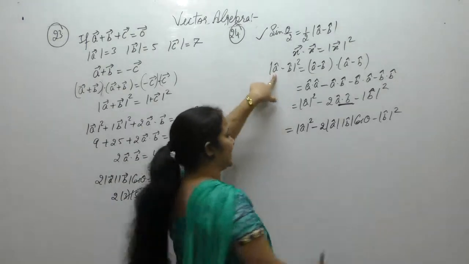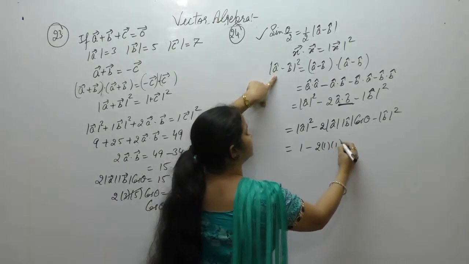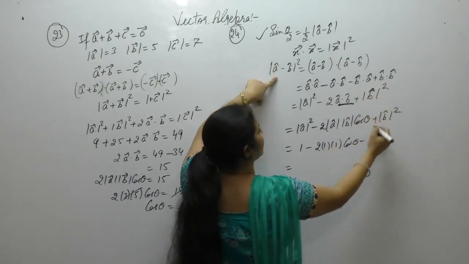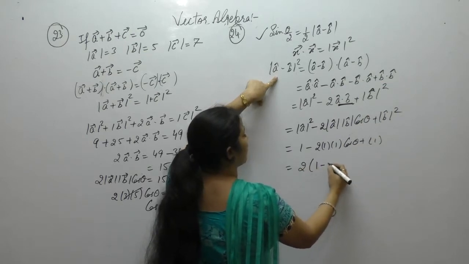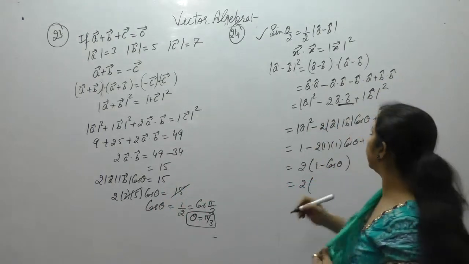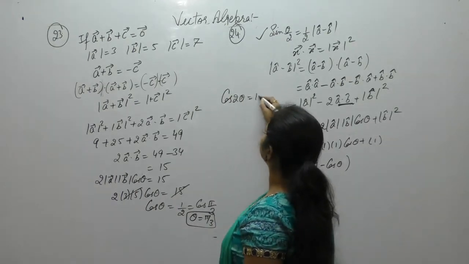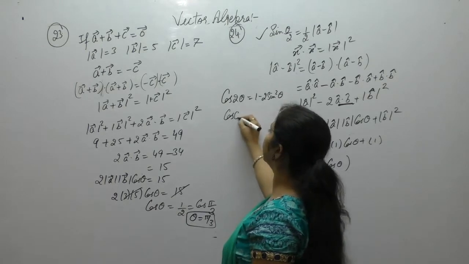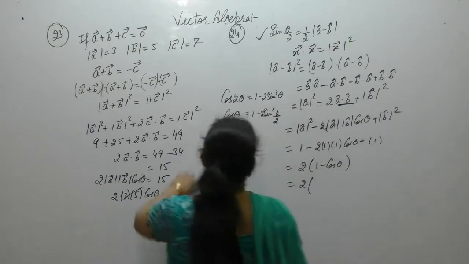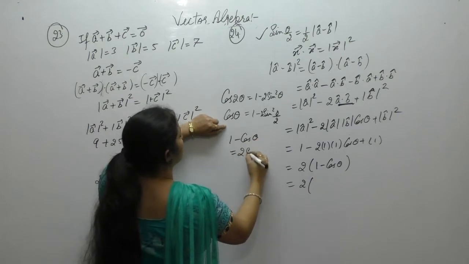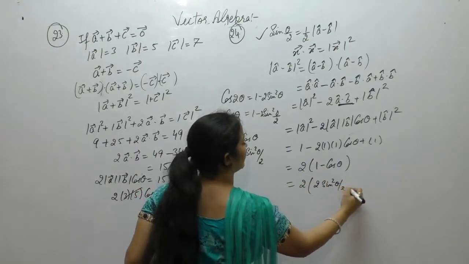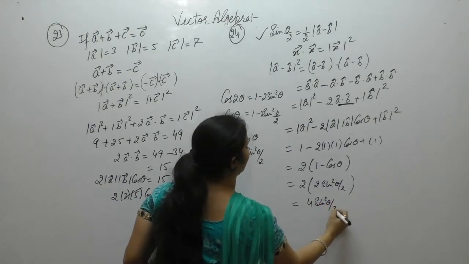This is a unit vector, so the magnitude of this is also a unit vector. Here we have plus sign, 1 plus 1 is 2. Taking 2 common, here we are left with 1 minus cos theta. What is the value of 1 minus cos theta? Cos 2 theta is equal to 1 minus 2 sin square theta. If here the angle is theta, then it is 1 minus 2 sin square theta by 2. 1 minus cos theta is 2 sin square theta by 2. So put this value here, 2 sin square theta by 2. That is 4 sin square theta by 2.